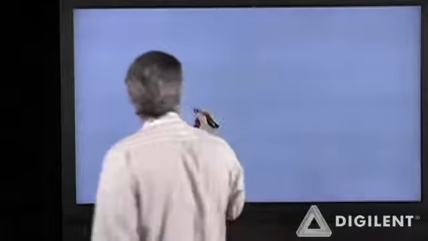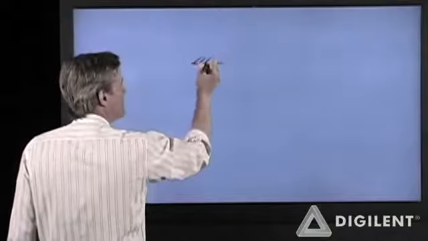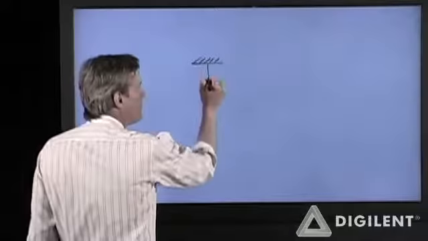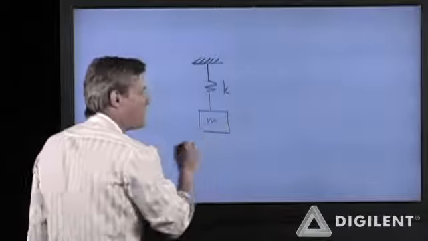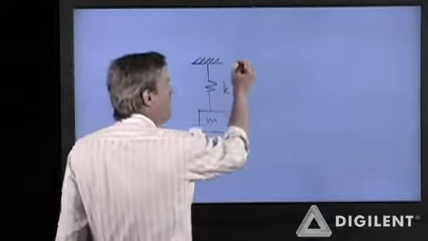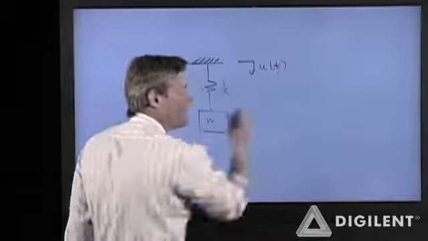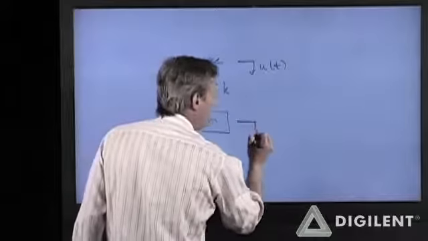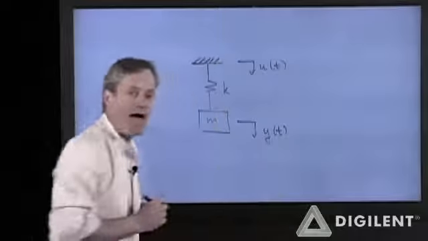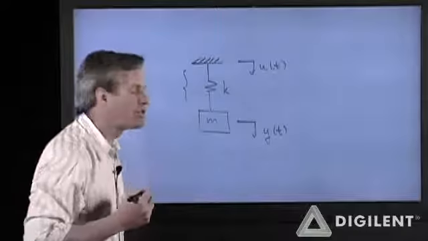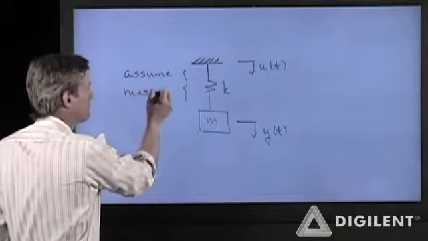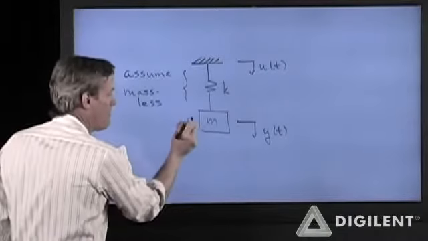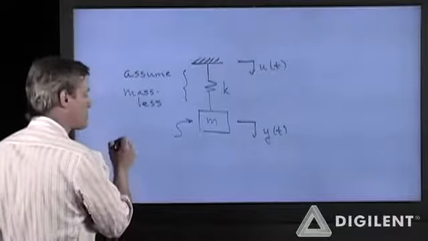I can conceptualize this system as the following. I may have some support at the upper end with a spring with spring rate K upon which is hanging a mass M. My input might be the motion of the top of the spring, and my output might be the motion of the mass. Now, this spring I can assume is massless. The mass I may assume has no spring rate.